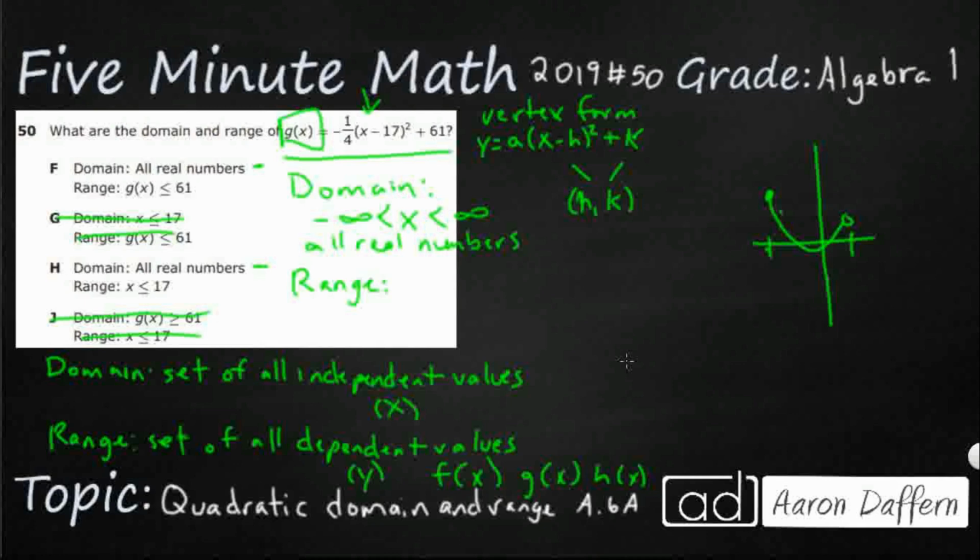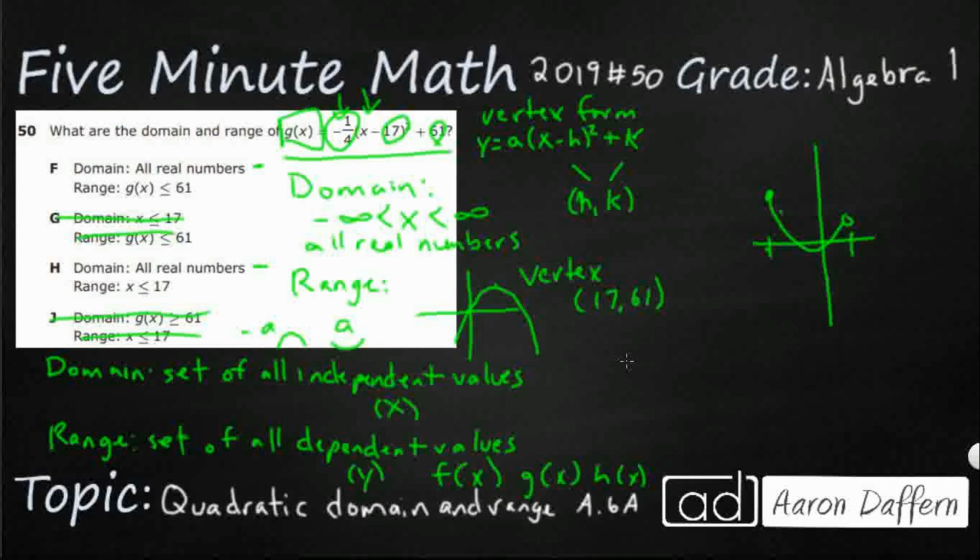So what do we know our vertex is? Well, our vertex is going to be that 17 and then 61. That's the x and y coordinates. So if I wanted to graph this, if I wanted to go 17 and 61, it's going to be way up here. Now, which way is it going to open? That actually comes from the a. The a is negative. So a negative a means it opens down. Positive a means it opens up. So it's going to be like this.